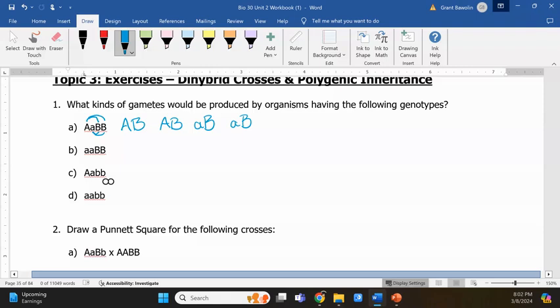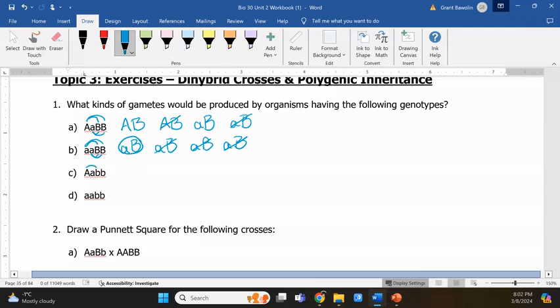If we were going to put these into a Punnett square, we would cancel any repeats, and so we would just use those two unique gametes. For part B, we're going to have a little a, big B, another one, third one, and the last one is the same. So this time, again, if we were putting into the Punnett square, we would cancel out all of the repeats, leaving us just one to put into our Punnett square.